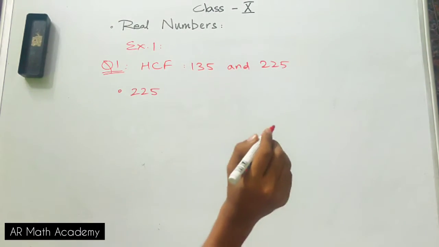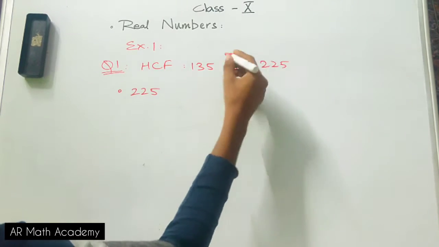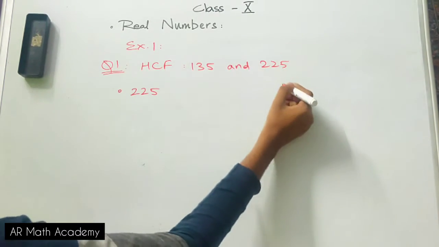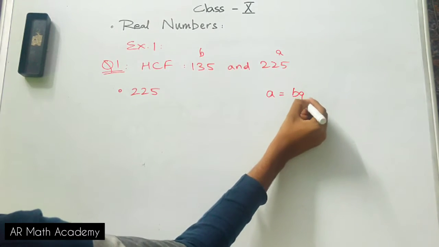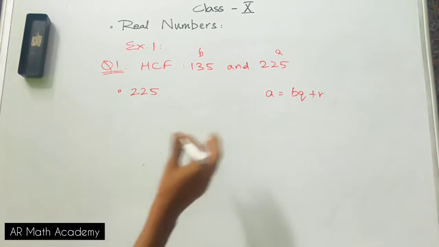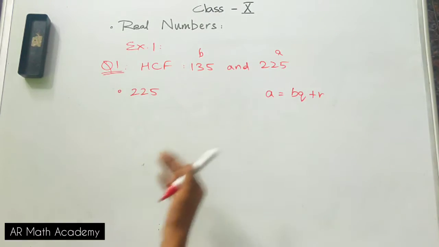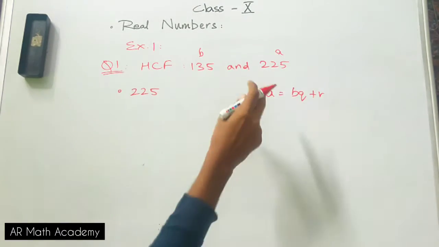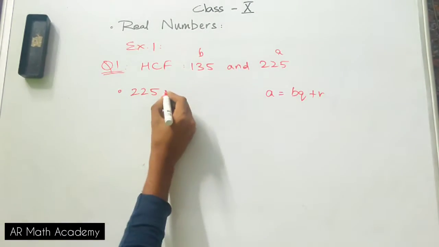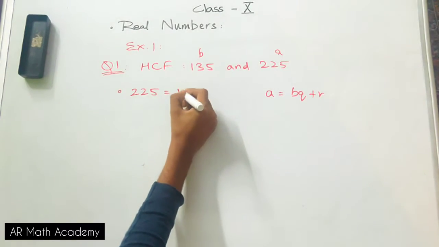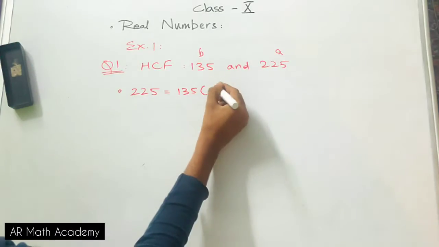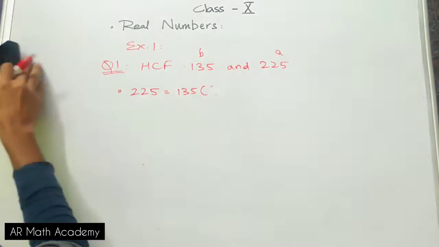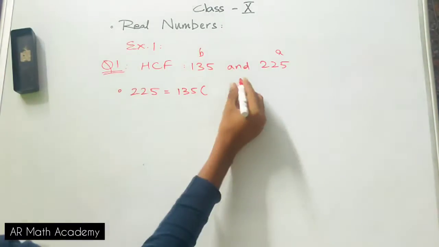So what is the form we have to operate it in? Suppose this is A and B. I assume this as A and this is B. So A equals BQ plus R. This should be your form, where you will evaluate it and further go until you get the remainder as 0. So now 225 is my A. A equals BQ plus R. Our B is 135 times our Q, which will be some number, plus R.